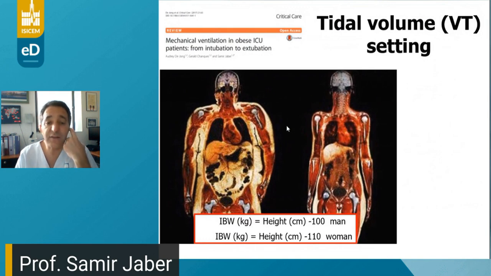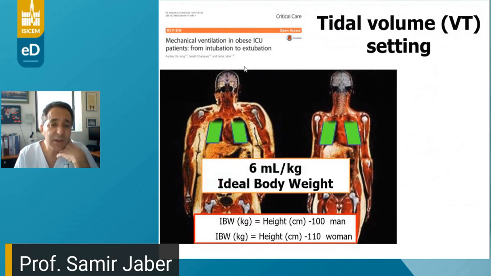as you see here, to the height and not the weight. In a simple way, you understand that you see these two patients, one is a patient with obesity and the other is a patient without obesity. You see that the lung volumes are very similar if the height is the same. So to calculate the ideal body weight, you can use a simple formula I recommend: the height in centimeters minus 100 for the man and height minus 110 for the woman.